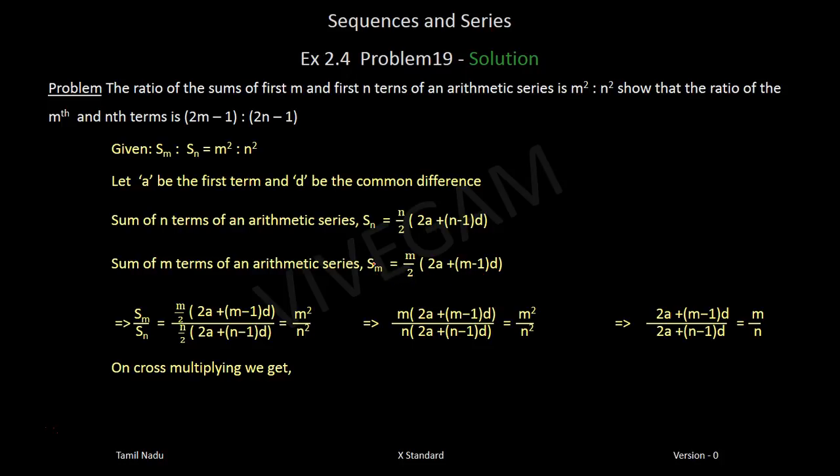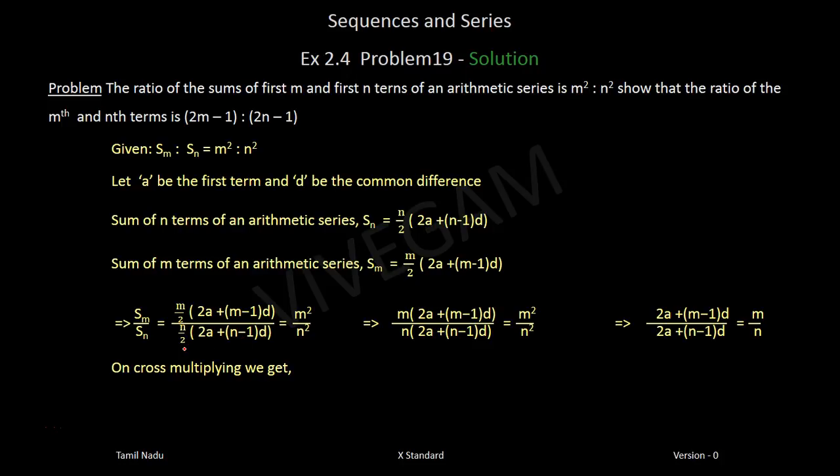We are told Sm divided by Sn equal to m square by n square. Which means this divided by this equal to m square by n square. Write all those things. So m by 2 into 2a plus m minus 1 into d, divided by n by 2 into 2a plus n minus 1 into d.